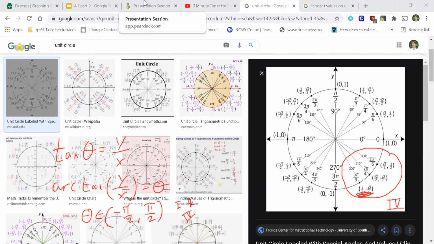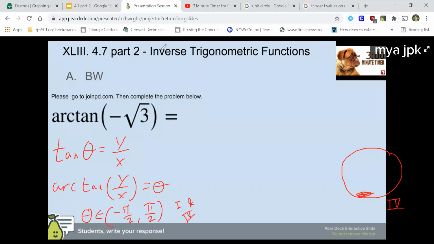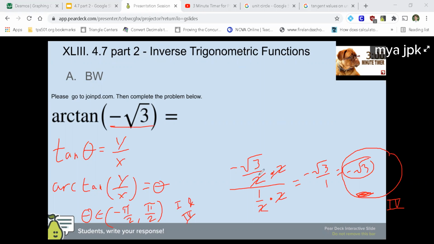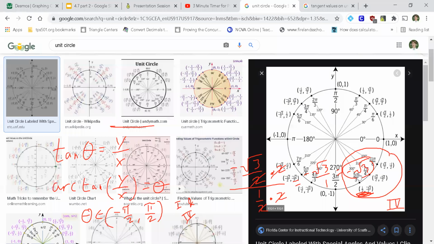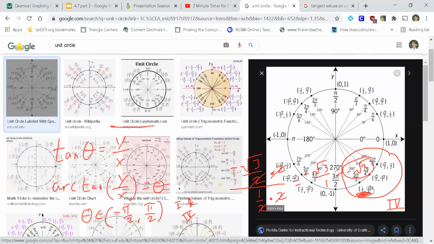If we try evaluating that, the negative square root of 3 over 2 divided by 1 over 2, if you simplify it, becomes negative square root of 3 over 1, which is just the negative square root of 3, like we want. So this right here has a ratio of y over x of negative square root of 3.